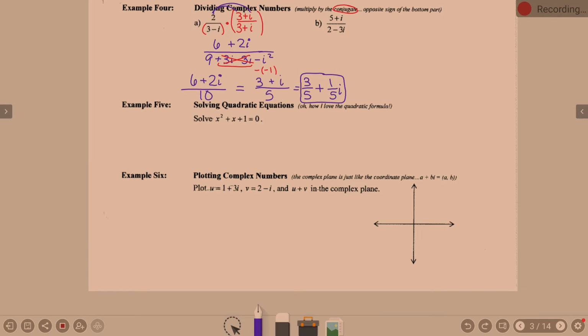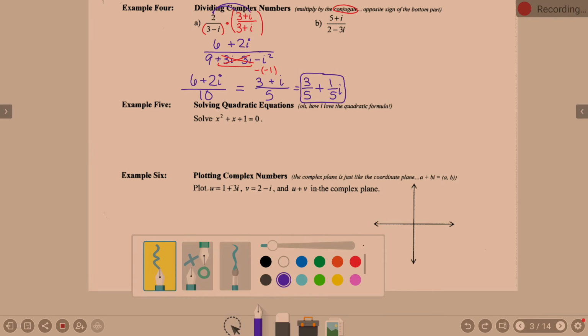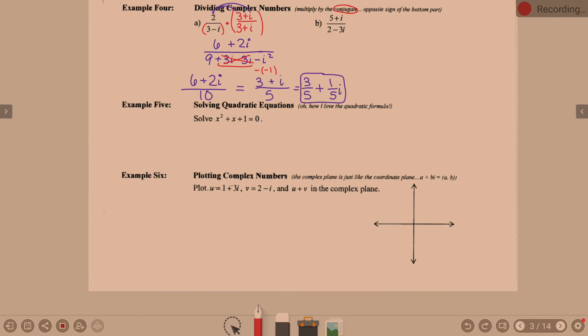So division isn't really just division in this situation. It's not really division at all, is it? It's multiplication. Okay, let's try one more. 5 plus i over 2 minus 3i. What do we need to do?